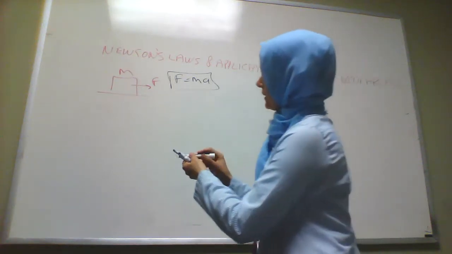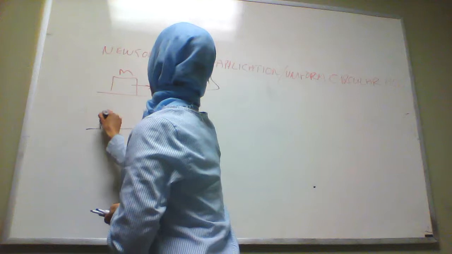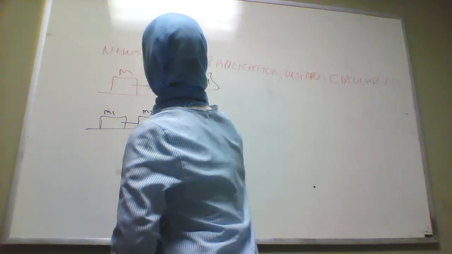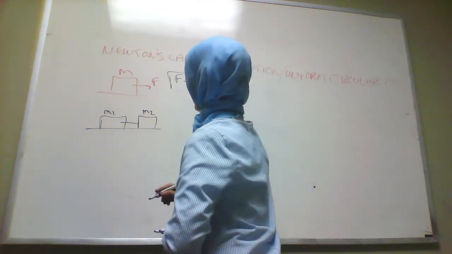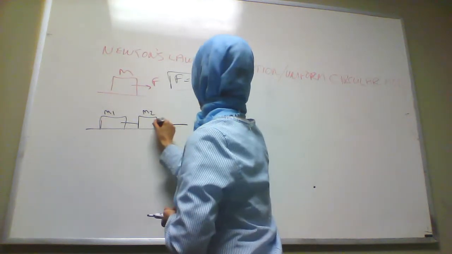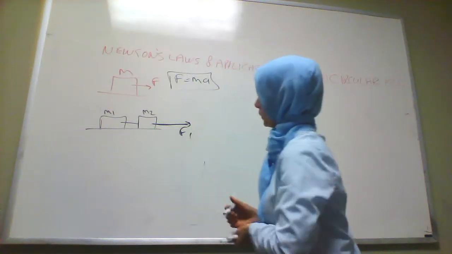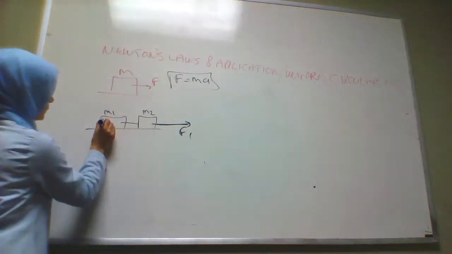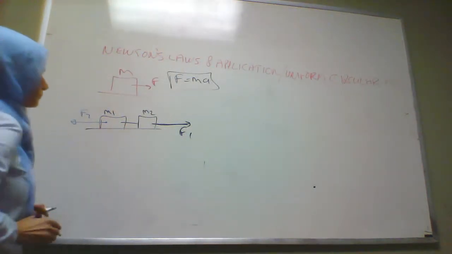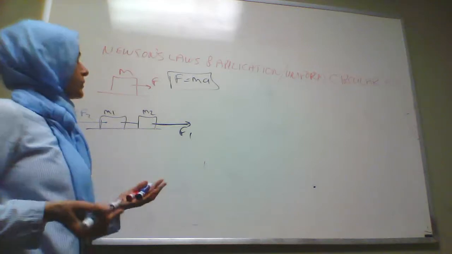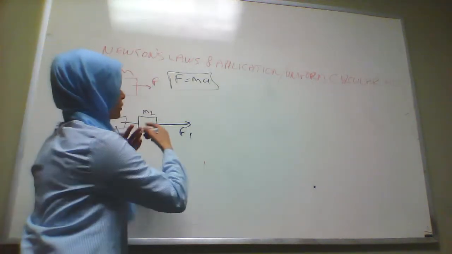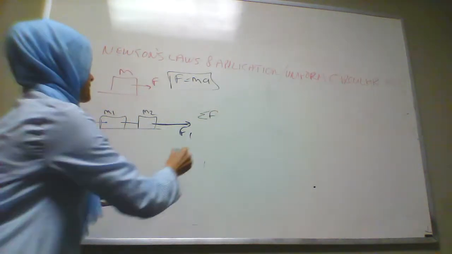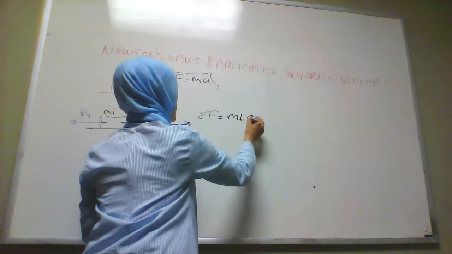If we have more than one mass, for example, M1 and M2, and we are pulling them with more than one force, let me show you an interesting one. Maybe we have F1 pulling in the right direction, and we had F2 pulling in the opposite direction. For this one, we still use Newton's second law, but now we have to generalize it and use the total force in the system is equal to total masses in the system times the acceleration.